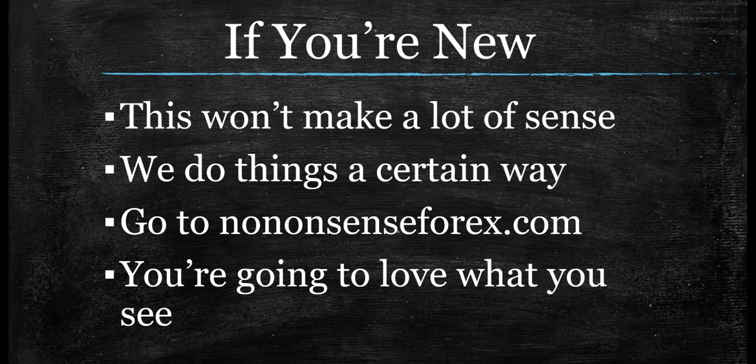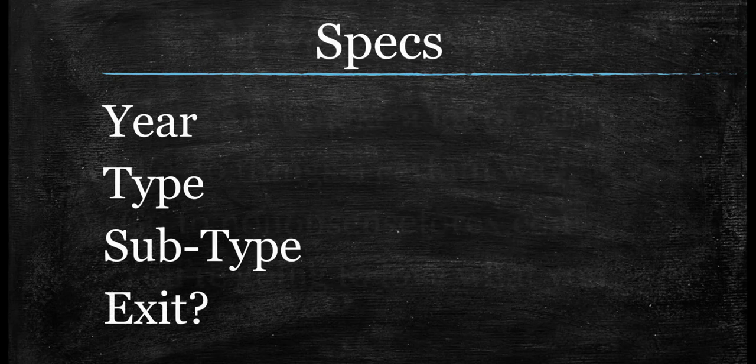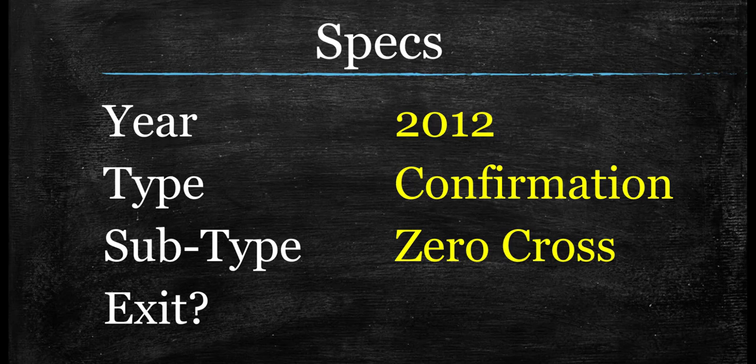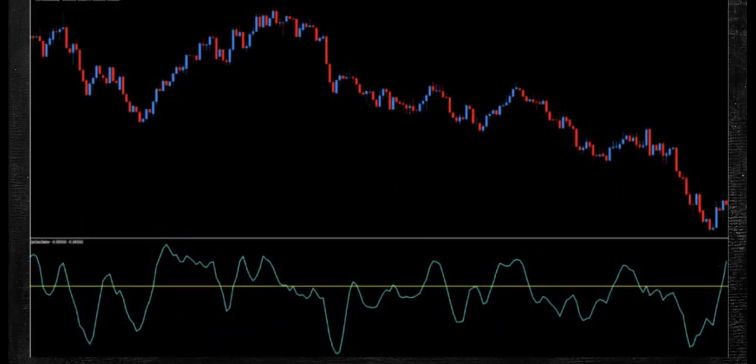Moving on. Specs for the JP Oscillator are as follows. Year is going to be 2012, well within the 1996 and on threshold we like to see here on the channel. Type's going to be a confirmation indicator and a very simple zero cross. As far as exits go, I mean, you could, but I think there are far better options out there. So let's go ahead and take a look at it.